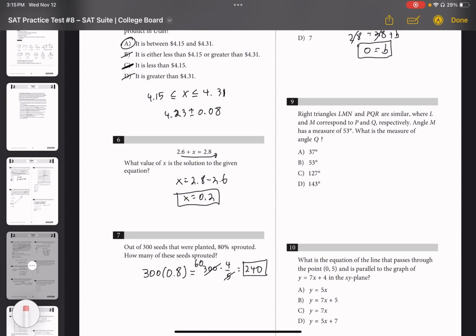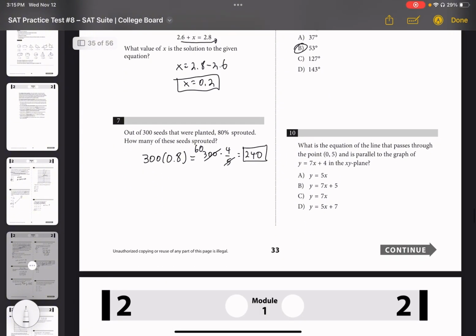Okay, question 9. Right triangles LMN and PQR are similar, where L and M correspond to P and Q respectively. Angle M is 53 degrees. What is the measure of angle Q? So we know that M corresponds to Q. So if angle M is 53, angle Q is also going to be 53 degrees. That's just your geometric rules.